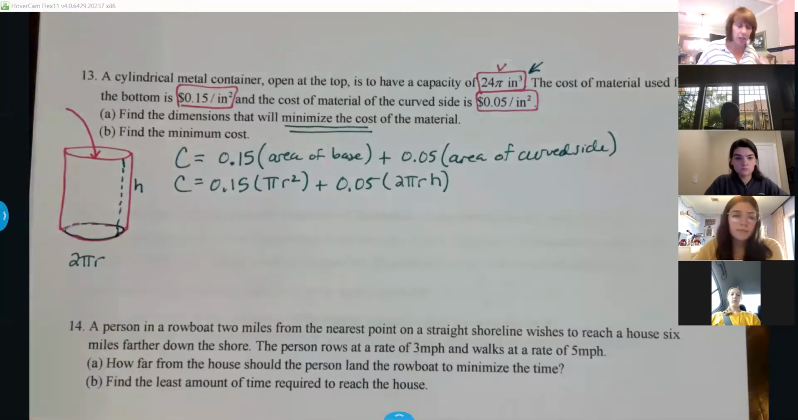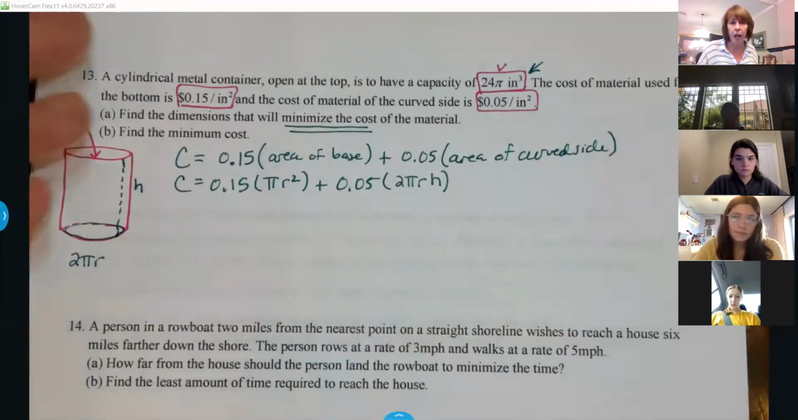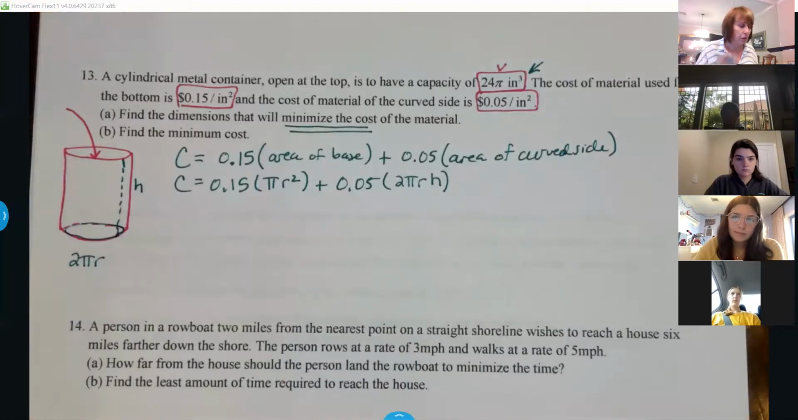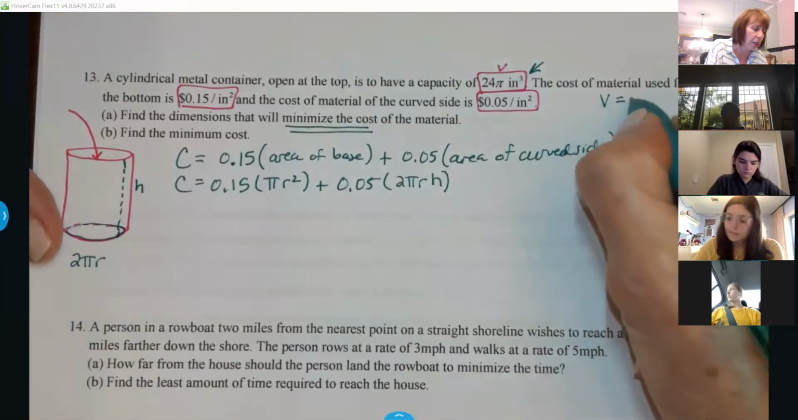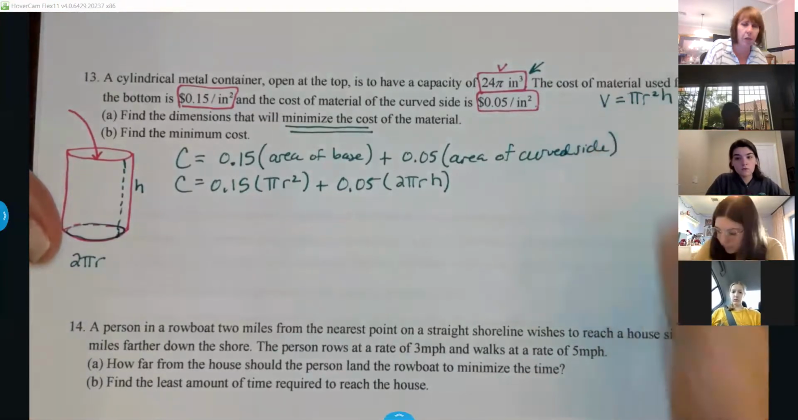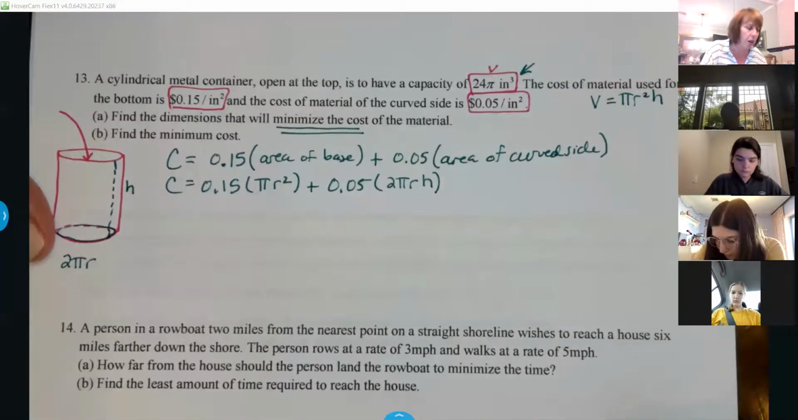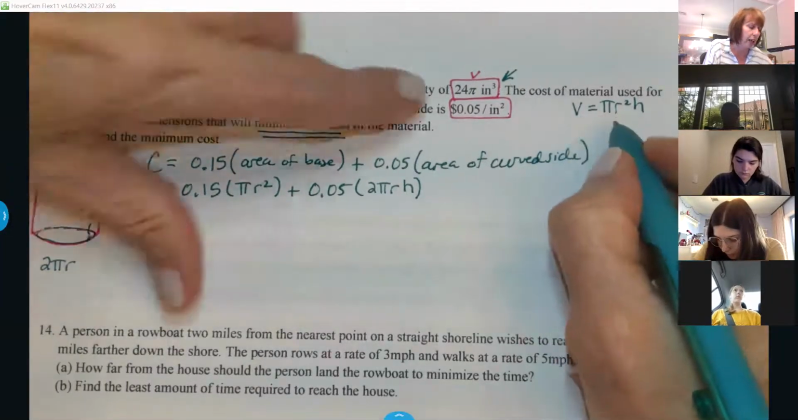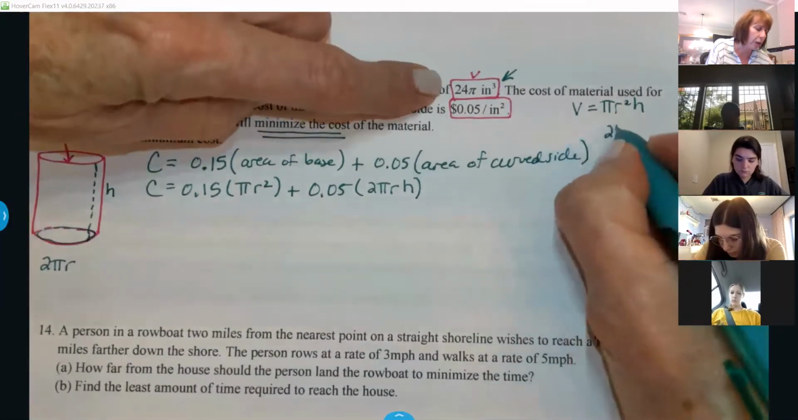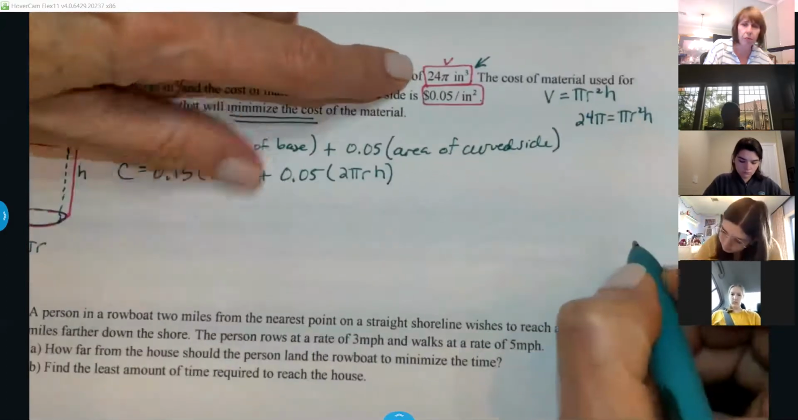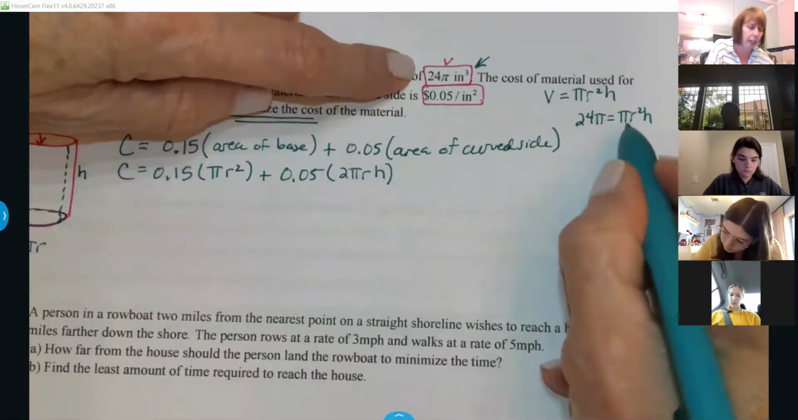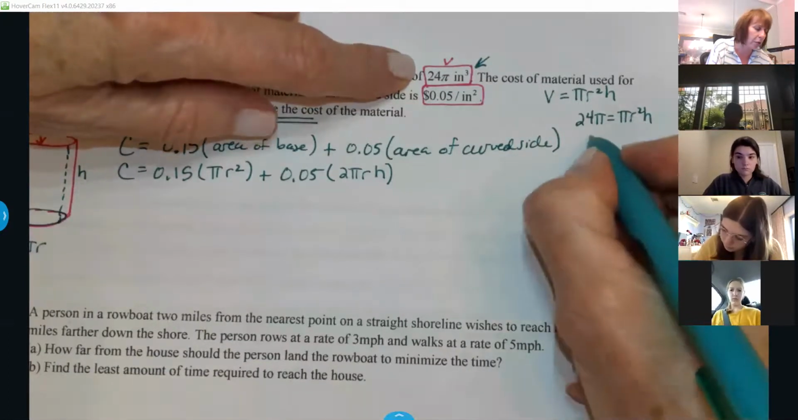So I'm going to come over to the side. I would give you the volume. I don't know why I didn't in this worksheet. Usually I try to make my worksheets as you would see it on a test. But I would give you that the volume of a cylinder is pi r squared h. I would give you that, okay? So I'm going to use that. And so I know that 24 pi is going to be pi r squared h. I can solve this for h by dividing both sides by the pi r squared.